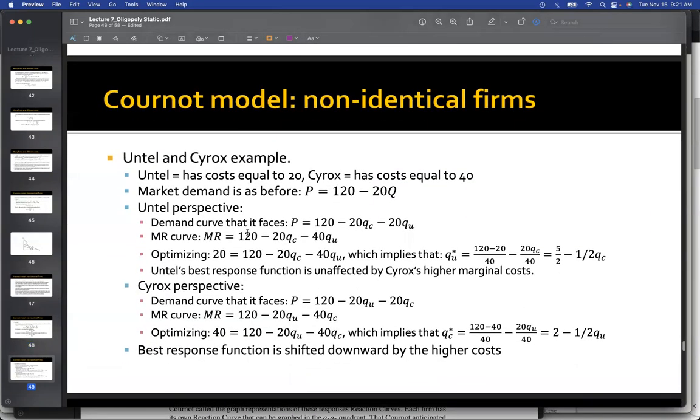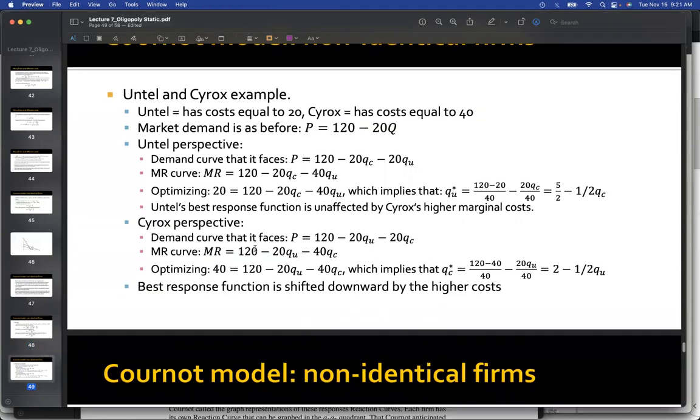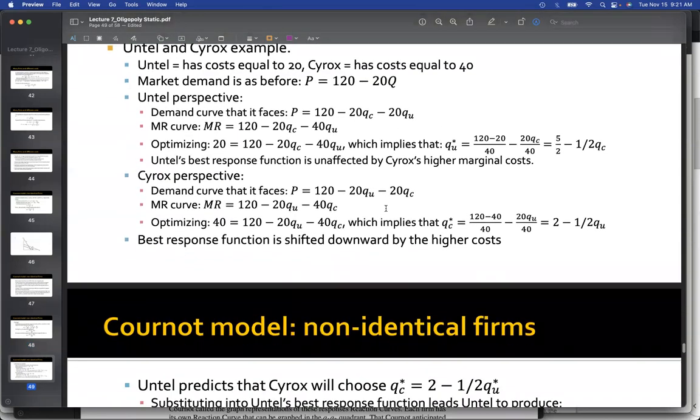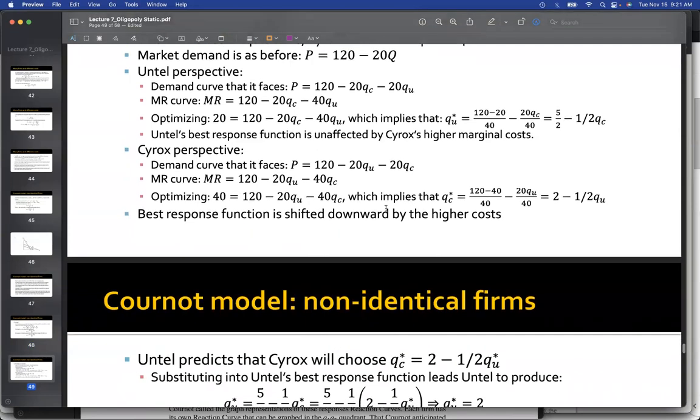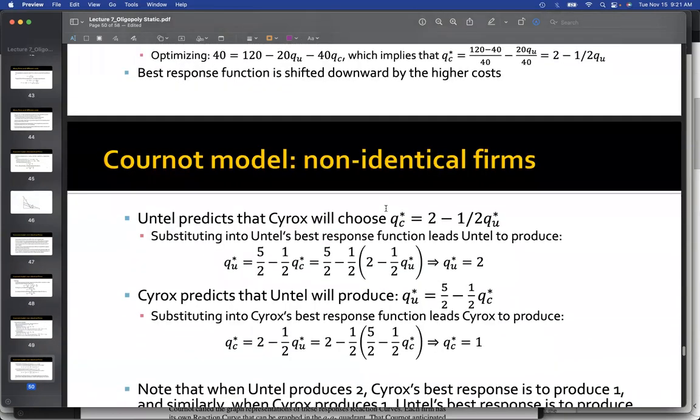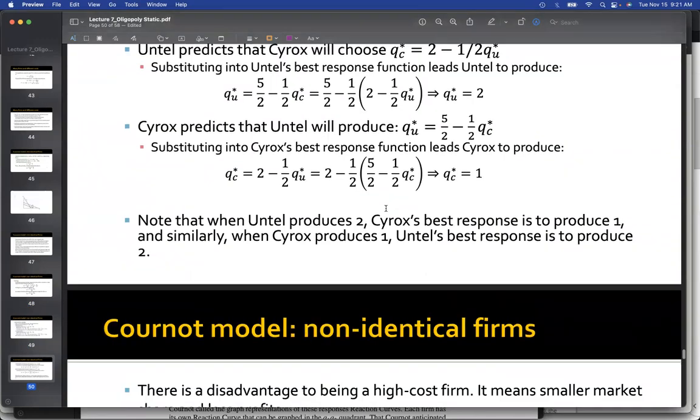Here we've got the example of Untel and Cyrox, which is different from marginal costs, 20 and 40. So again, try the question. In fact, the practice homework is exactly that. Okay? You will be asked to solve a Cournot for 2 firms.